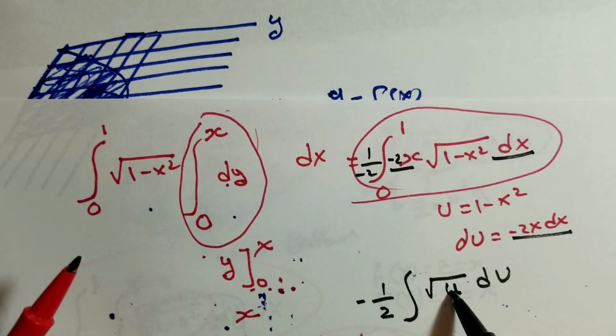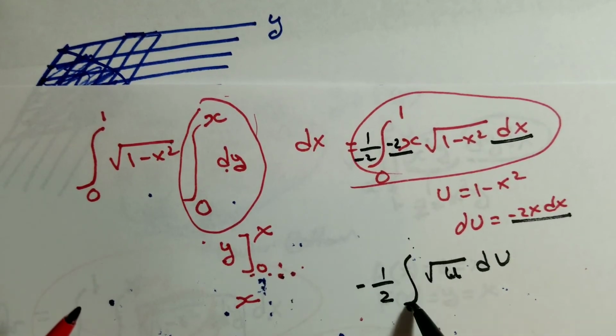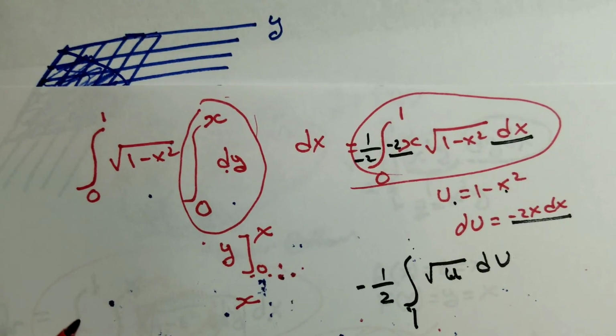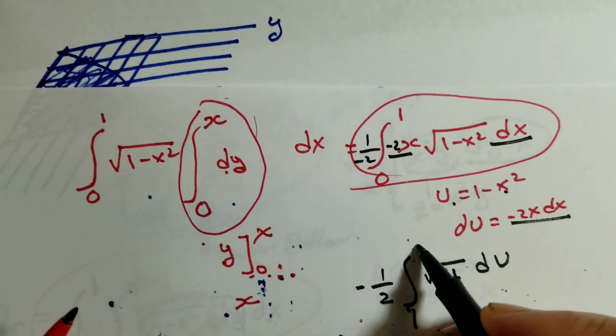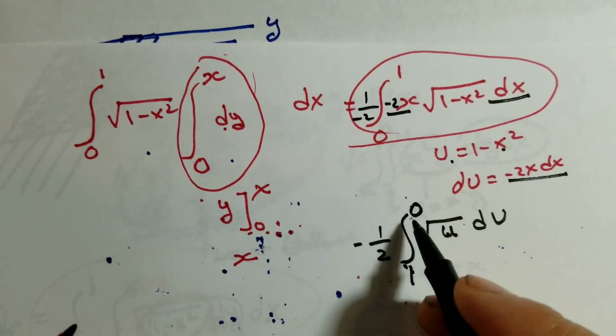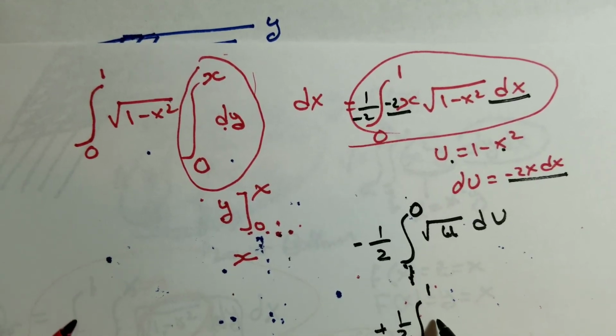Then what is u to the power? Please don't put 0 and 1 in here. 0 and 1 belong to x. You either have to change the limit of integration. When x is 0, u is 1. And when x is 1, u is 0. Then you have to switch, because this should be the upper limit. You make it 0 to 1 and change the sign. Then you can do u substitution.